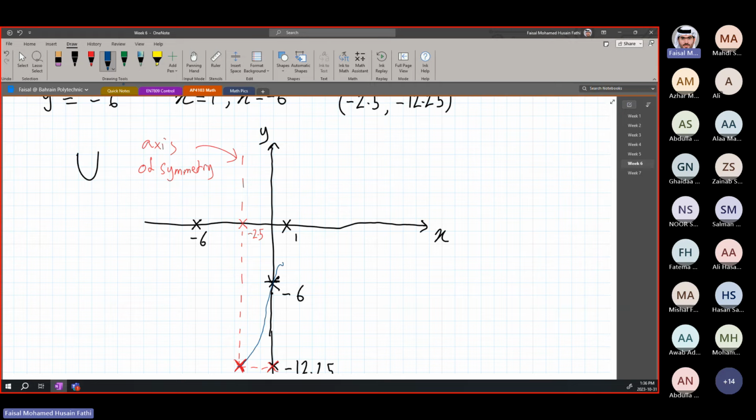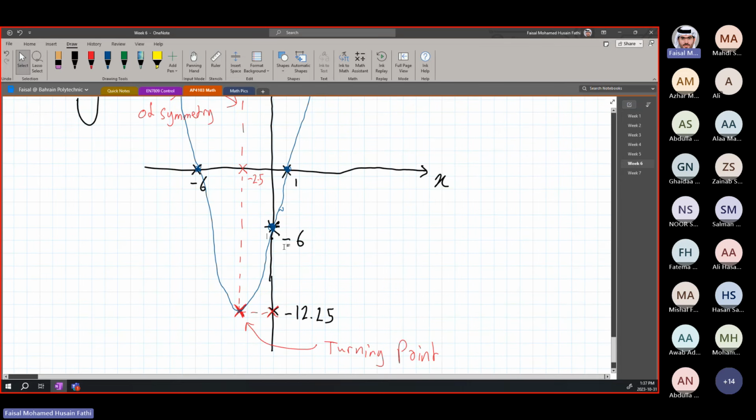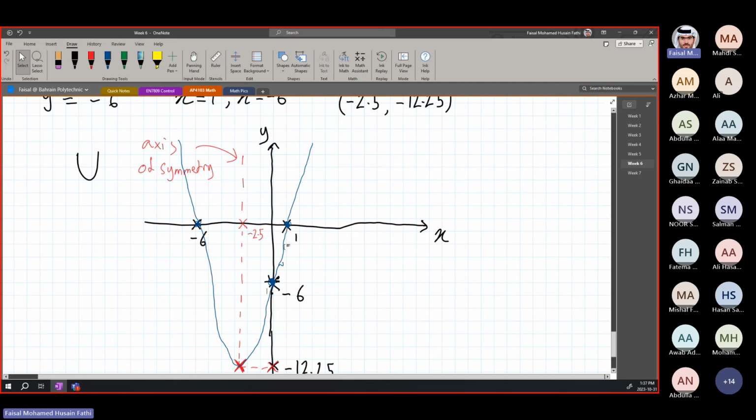So it's going to look something like this. And the other side is also going to go up, and it has to pass through the x-intercept. So make sure these points are being crossed, and this point as well is being crossed. I know it doesn't look very pretty, but this is basically how you draw the parabola of a quadratic equation.